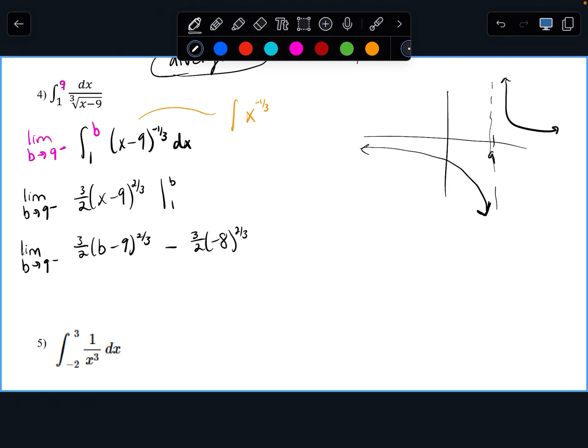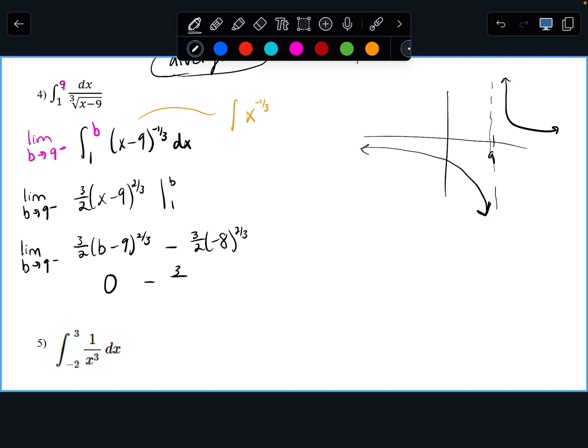Oh, I hate those rational exponents. Okay, so now I'm plugging in 9. What happens when you plug 9 in? 0, right? 9 minus 9 is 0. And then this one. Ugh. What do I have to do? Cube root it, which is negative 2. Then square it. Positive 4.